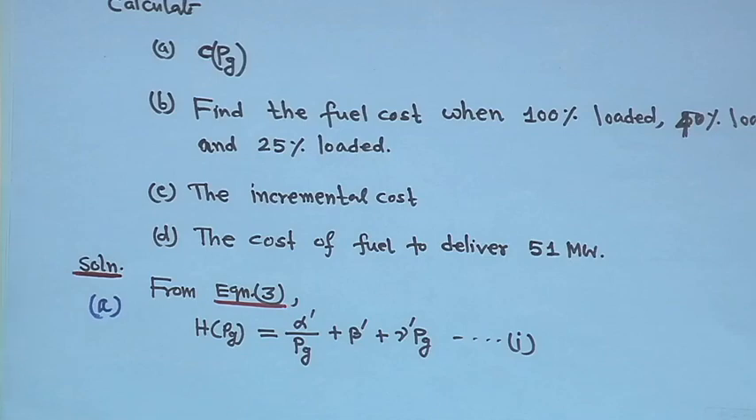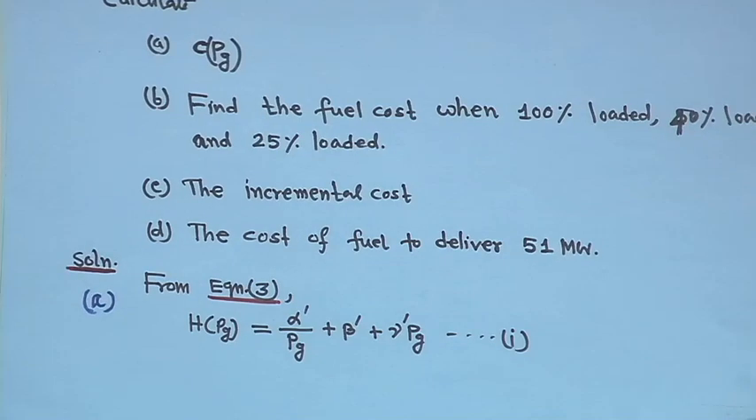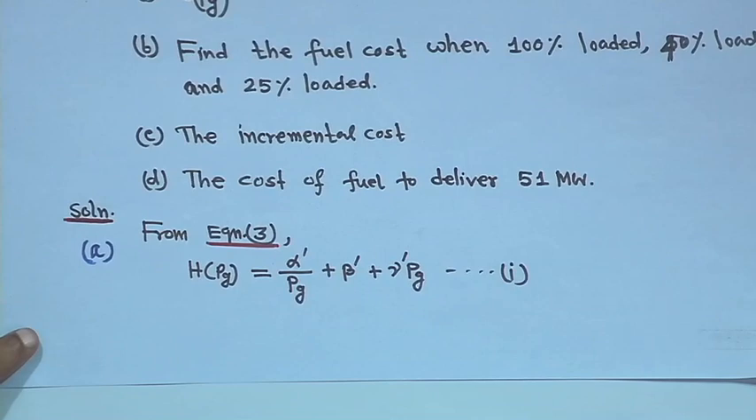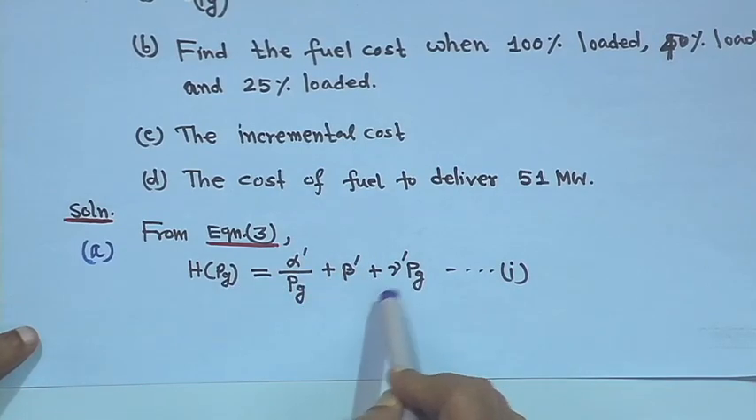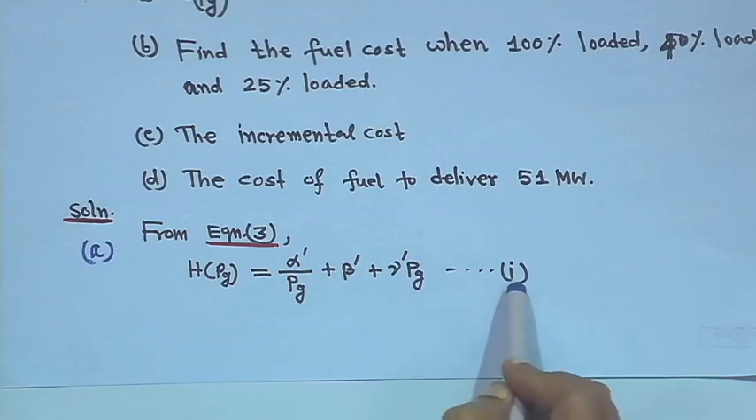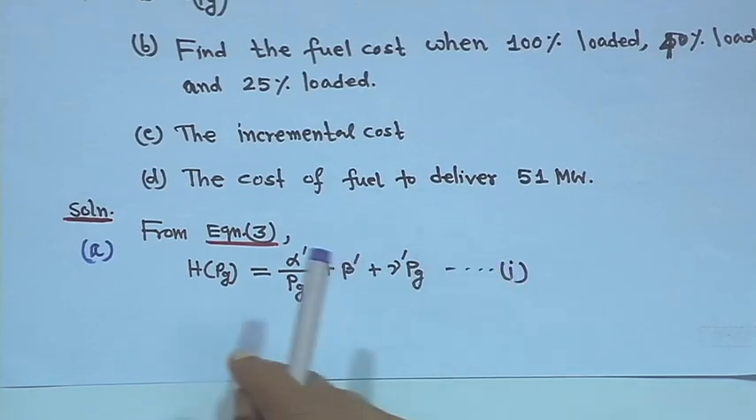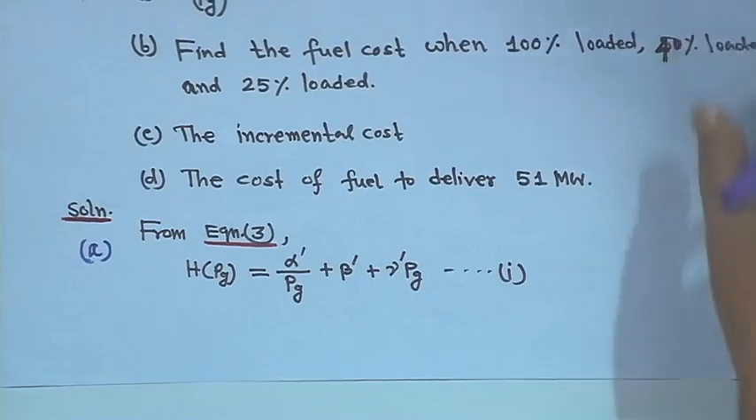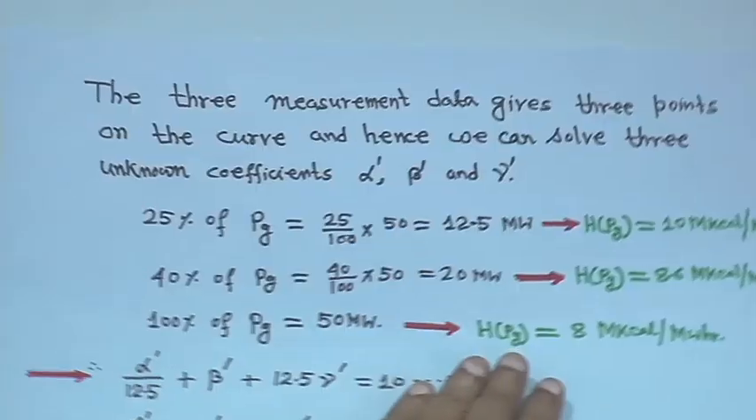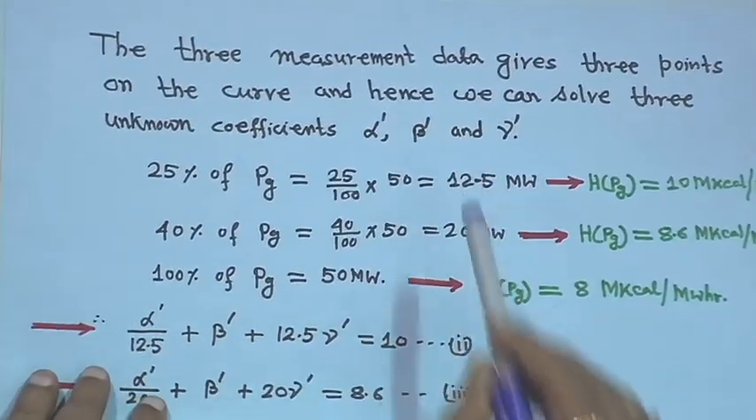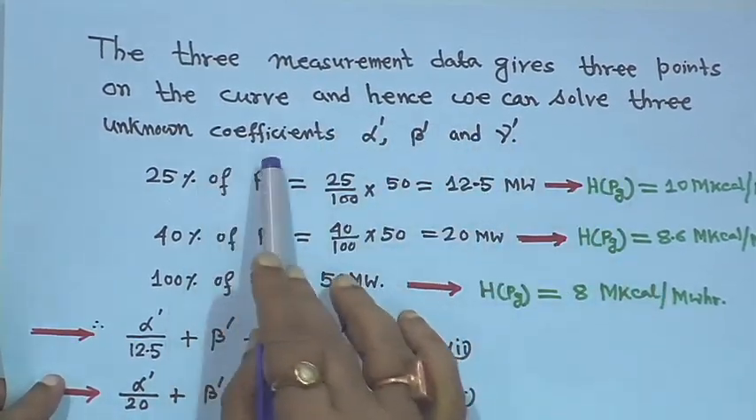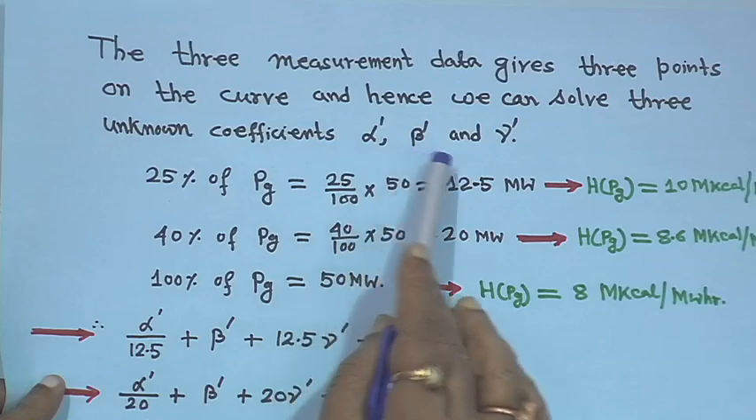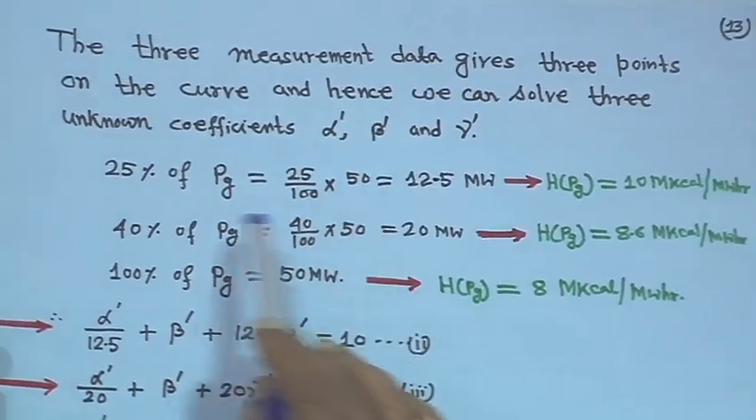Okay. The next is from equation 3, that H(Pg) is equal to alpha dash upon Pg plus beta dash plus gamma dash Pg. This is, say, equation 1, right. So the 3 measurement data actually given to you gives 3 points on the curve, and hence we can solve the 3 unknown coefficients alpha dash, beta dash and gamma dash, right.